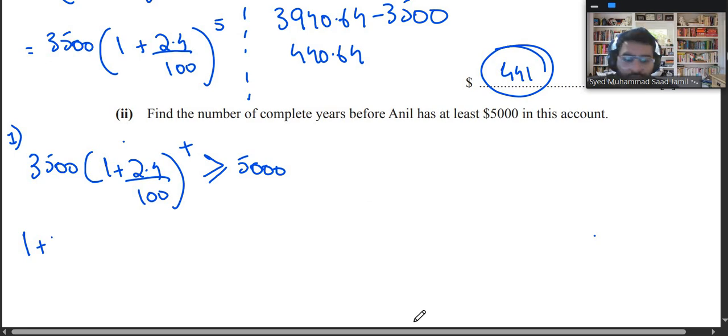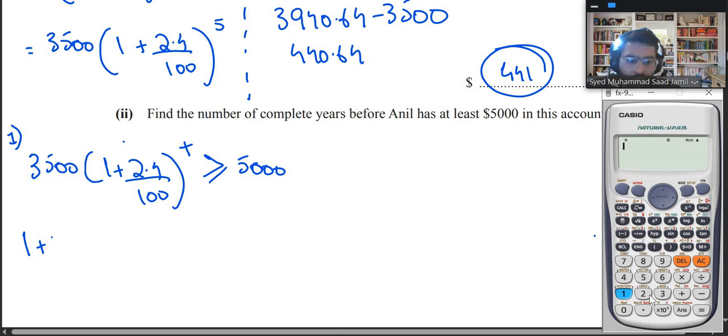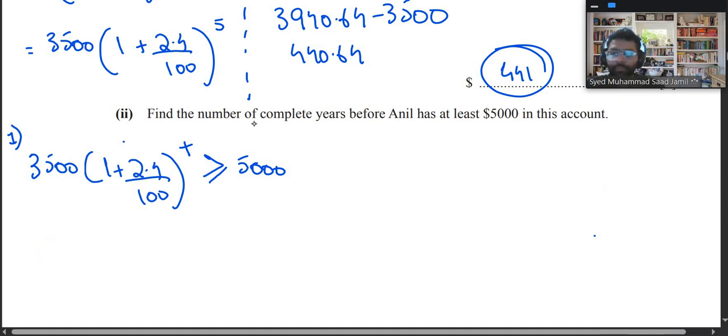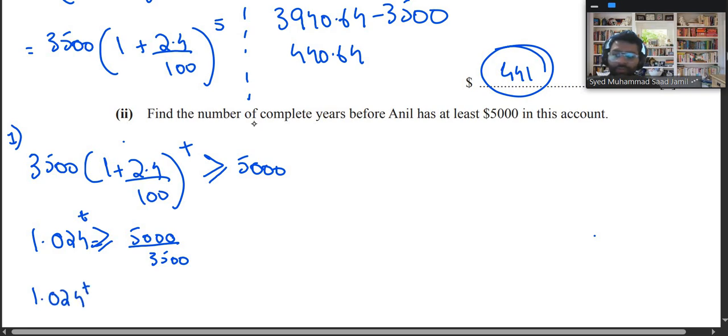I'll just add it up actually for you guys. 1 plus 2.4 upon 100. I'll add it actually. It's 1.024. Okay. 1.024 is greater than or equal to 5,000. Sorry, and don't forget raised to power t. It's greater than 5,000 upon 3,500. So 1.024 raised to power t is greater than or equal to 5,000 upon 3,500, which is 10 upon 7.